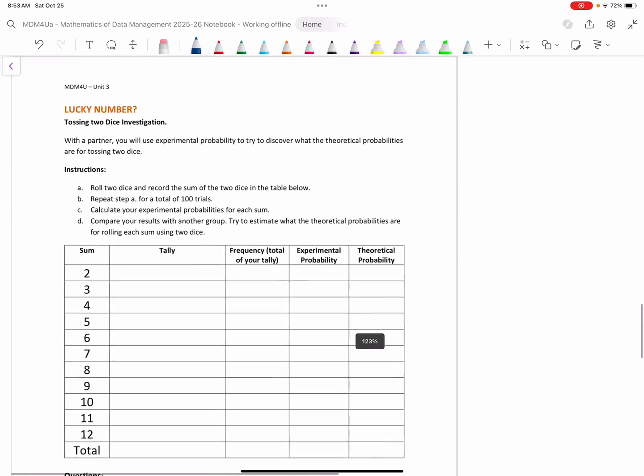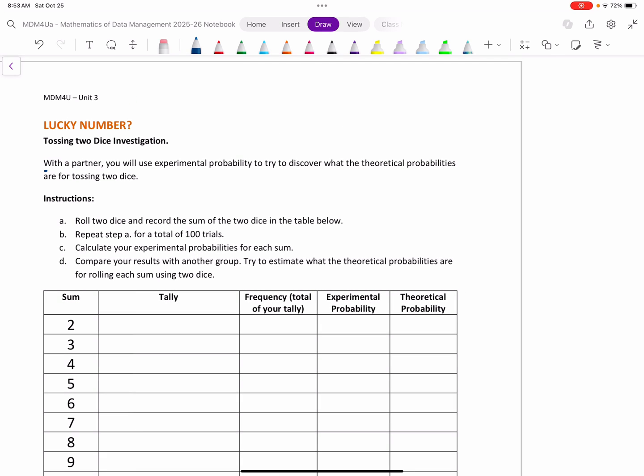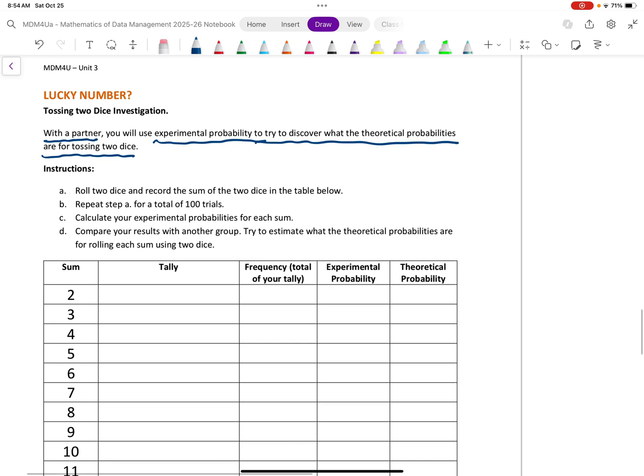Okay, so hopefully someone is there covering this class. What I'd like you to do is, with a partner, it's going to sound like a lot, but it's not that much. I want you to use experimental probability to try to discover what the theoretical probabilities are for tossing 2 dice. So I'll explain this. You are going to roll 2 dice 100 times.